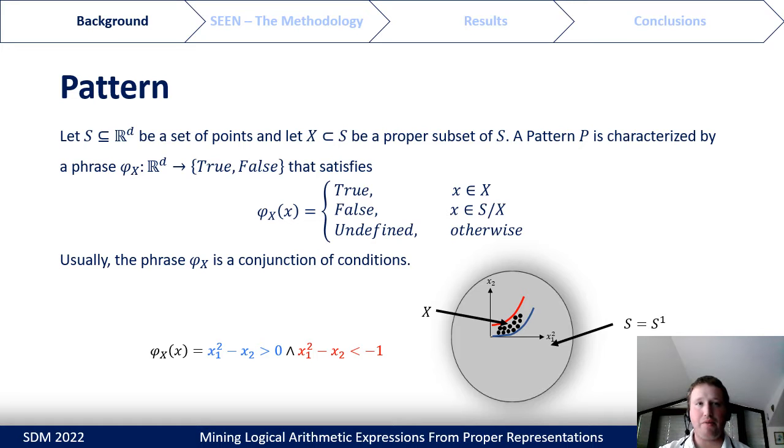Formally, we define a pattern to be a phrase that is satisfied by a set of observations. I let it be undefined for some observations because in most problems we have many unreasonable situations, such as a vehicle driving at 2000 km/h.